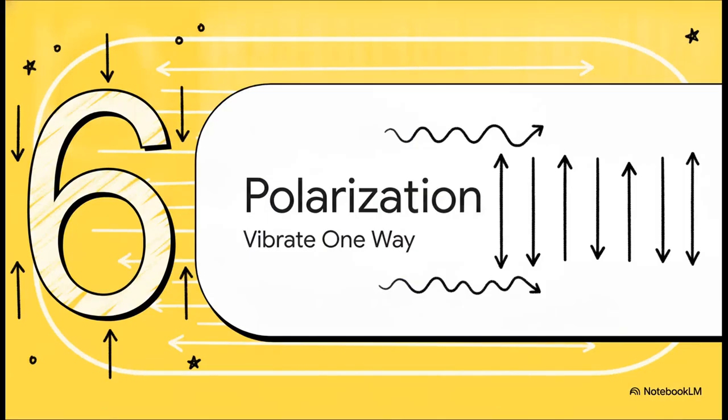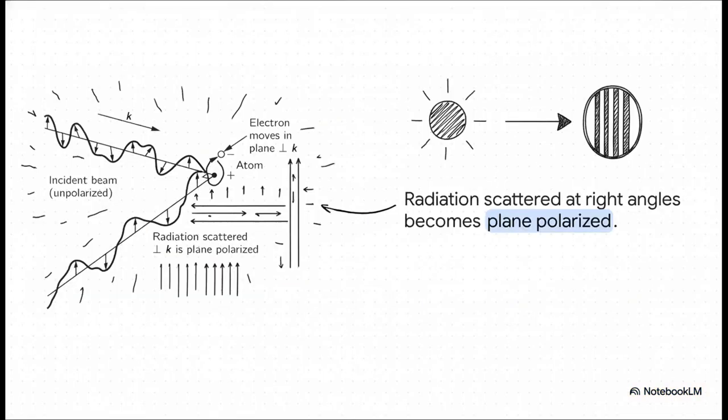Finally, let's wrap up with Section 6, the secret of polarization and vibrating one way. There's one more really fascinating side effect to this entire scattering process. Remember, the sunlight driving the atom is unpolarized. Its electric field is vibrating in random directions perpendicular to its path. But the electron being driven can only vibrate back and forth along one line.